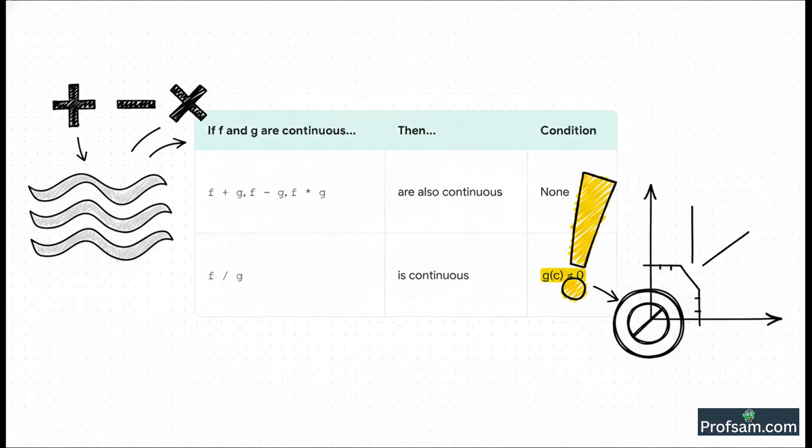Easy, but be careful with division. f divided by g is continuous only if the denominator, g, is not 0. This is a crucial condition that so many people forget, so always check it.